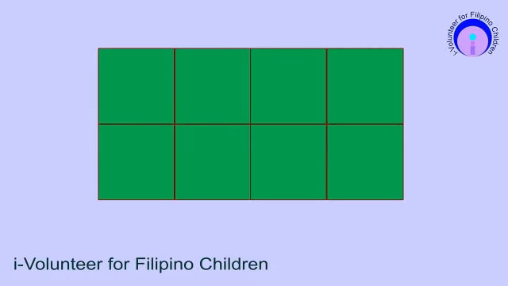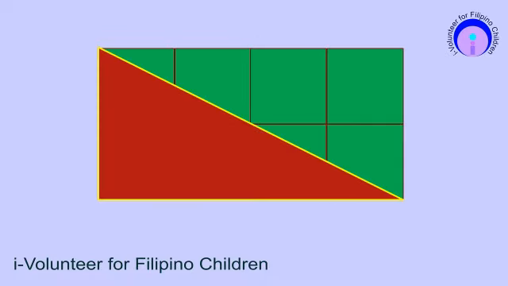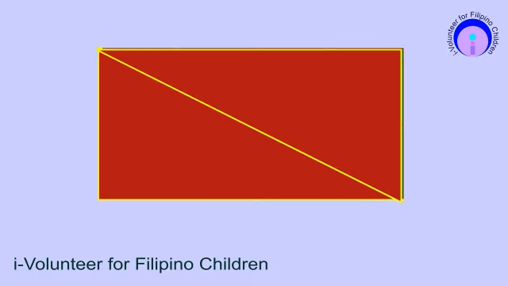How many square units can you see? 8 square units. What is the area of the red shaded part? The triangle covers half of the whole rectangle. Therefore, 8 square units divided by 2 is 4 square units.